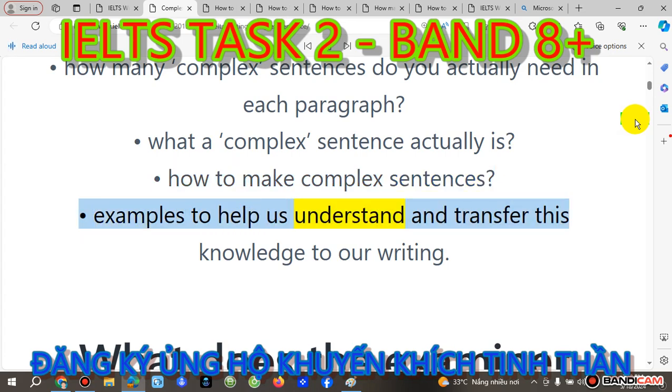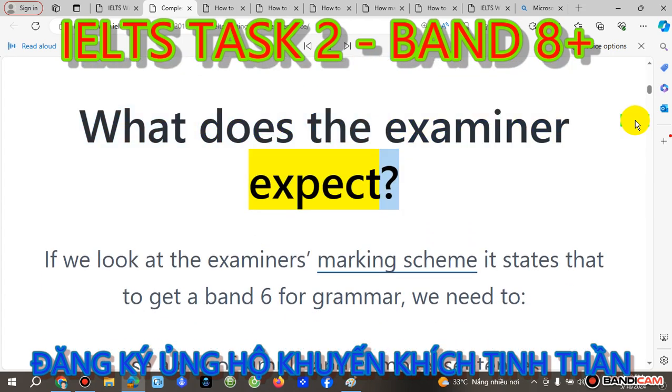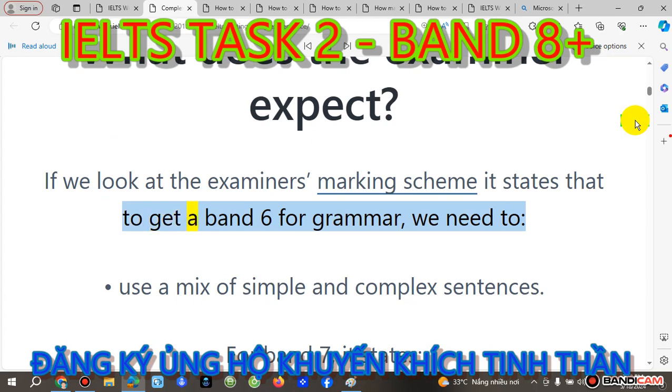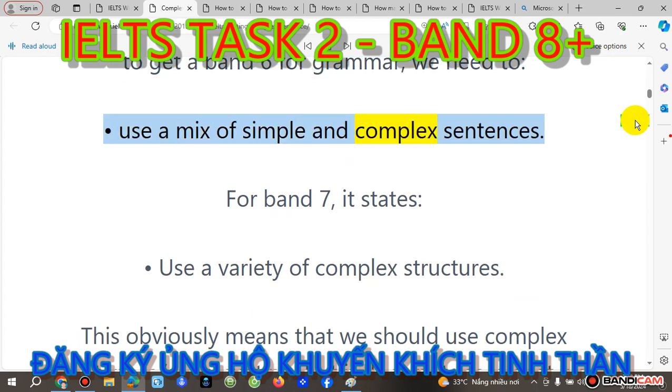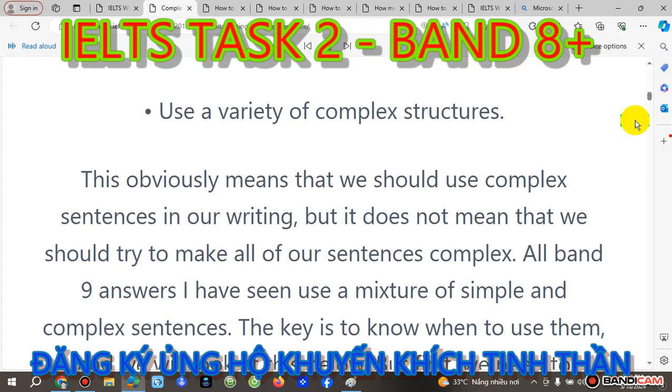Examples to help us understand and transfer this knowledge to our writing. What does the examiner expect? If we look at the examiner's marking scheme, it states that to get a band 6 for grammar, we need to use a mix of simple and complex sentences. For band 7, it states use a variety of complex structures.